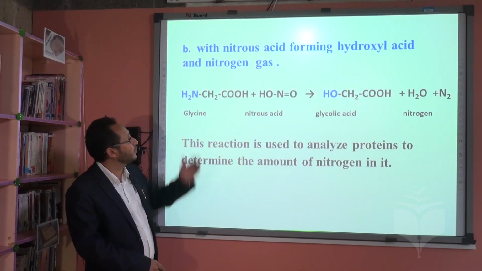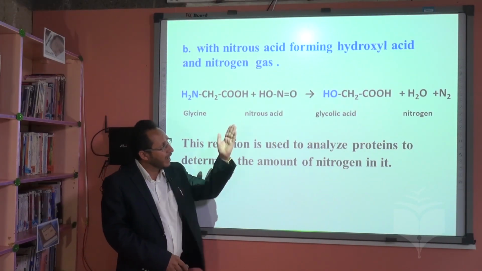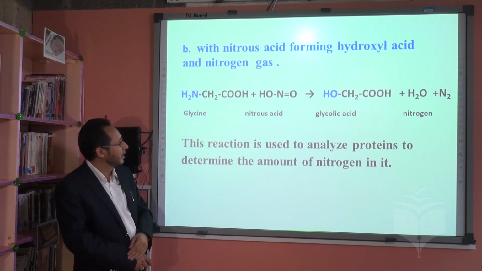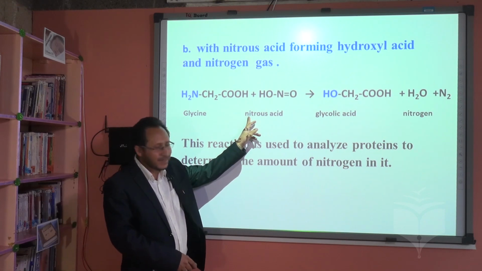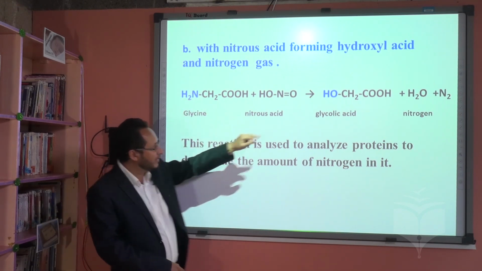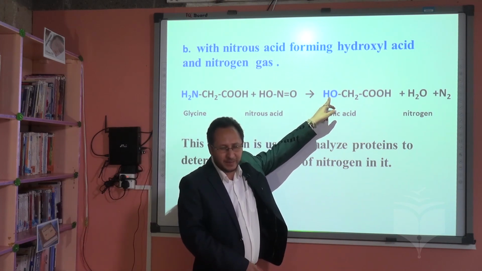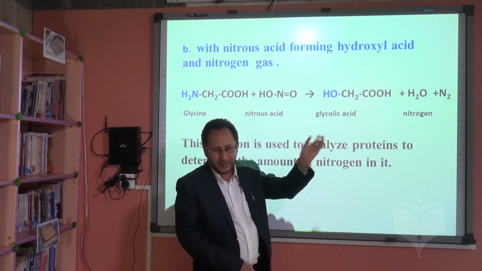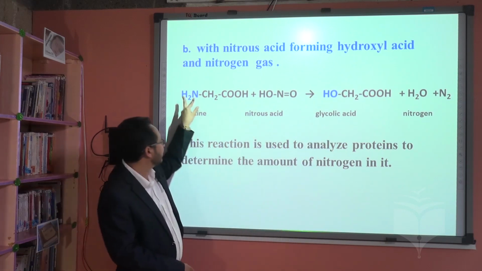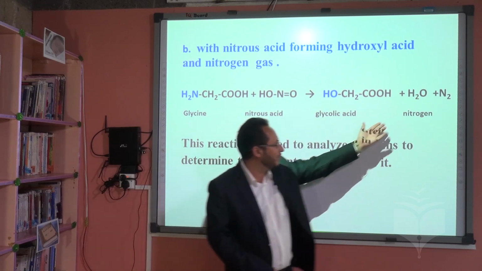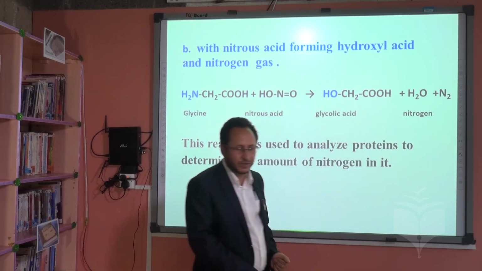The second reaction is with nitrous acid, forming hydroxyl acid and nitrogen gas. The general rule for nitrous acid is that you have to remove NH2 and replace it by OH, as with amines. So with amines or with amino acids, the reaction is the same. Just replace NH2 by OH and we have the side product as nitrogen.